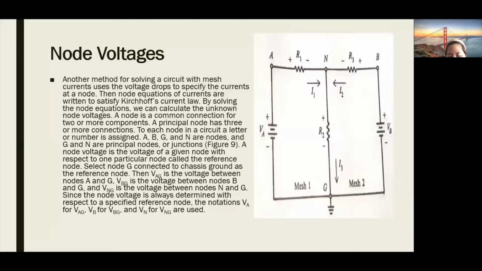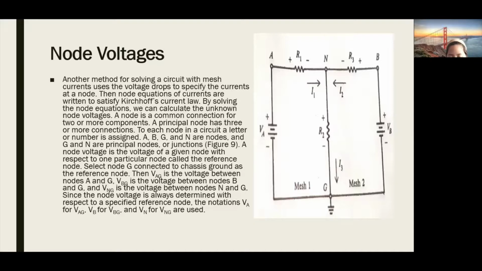To each principal node in a circuit, a letter or number is assigned. Again, the nodes A, B, G, and N are the principal nodes or junctions. We'll see the figure later. A node voltage is the voltage of a given node with respect to one particular node called the reference node.